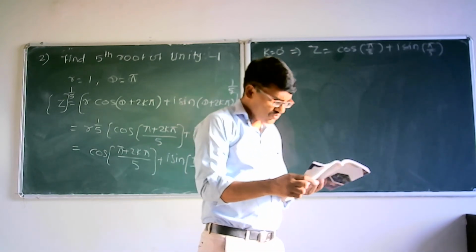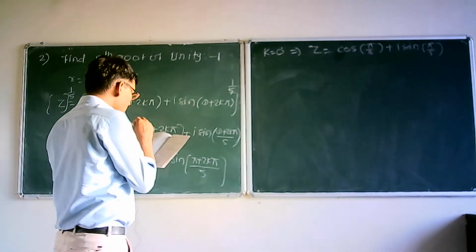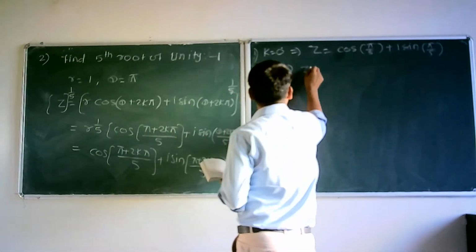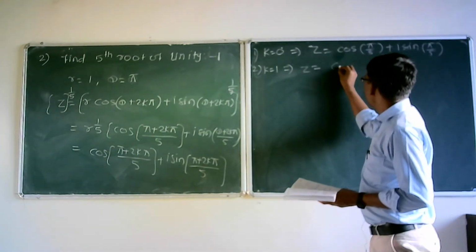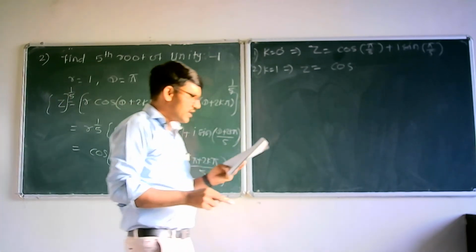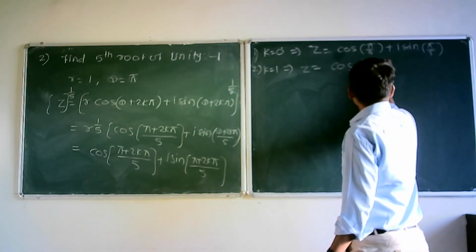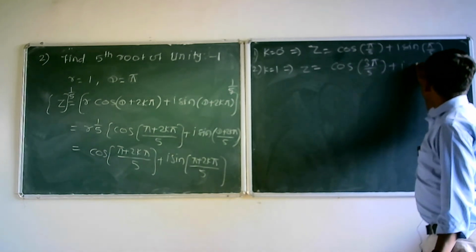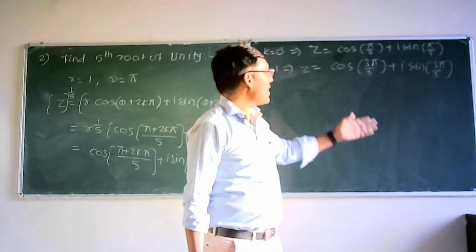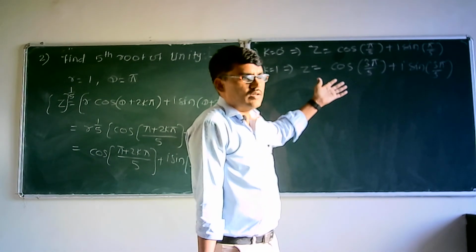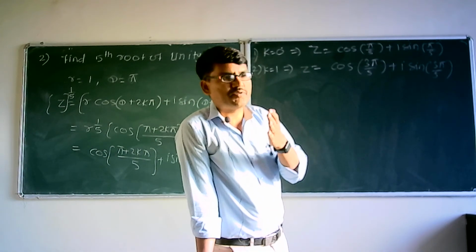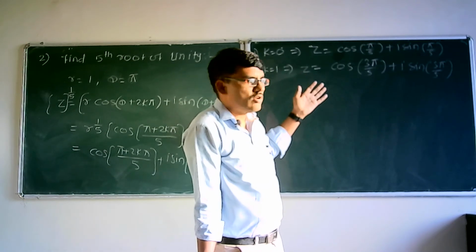Then next root is what? Put k is equal to 1. Then z is equal to cos of 2 pi plus pi, that is 3 pi by 5, plus i times sin 3 pi by 5. Now again, if you want to determine this value of 3 pi by 5, you can go back to your 11th standard and easily find it.